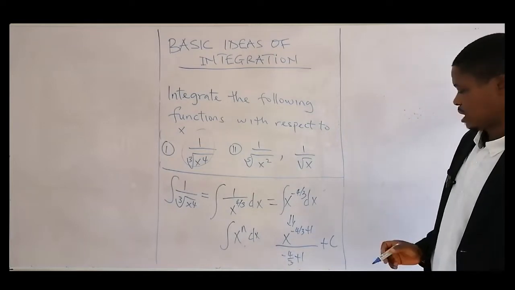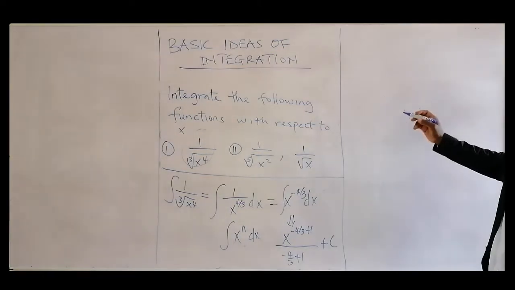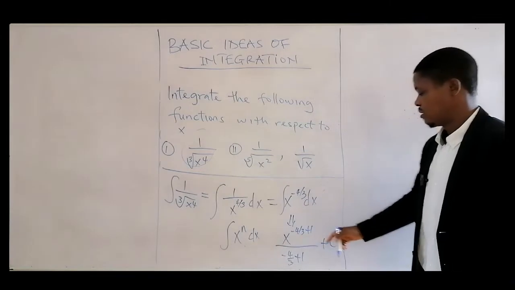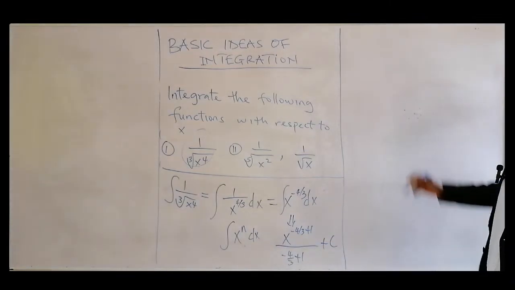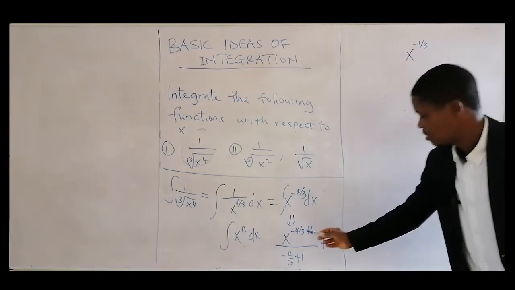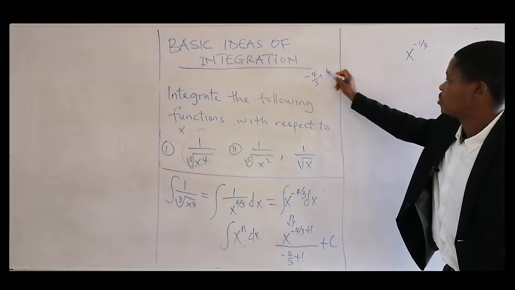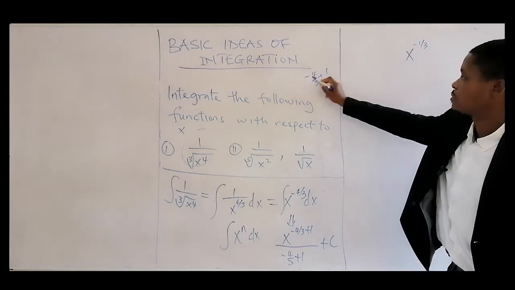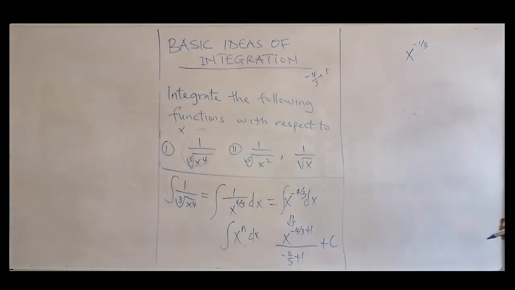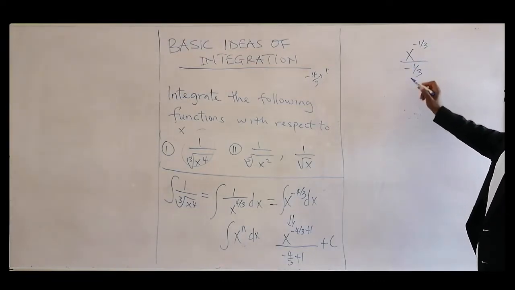So let's do the algebra to that. Minus 4 over 3 plus 1, that's minus 1 over 3. That will be x to the minus 1 over 3. Looking at minus 4 over 3 plus 1, this one times 1, so minus 4 plus 3, that's a minus 1 over 3. Then we have it also at the bottom, minus 1 over 3.